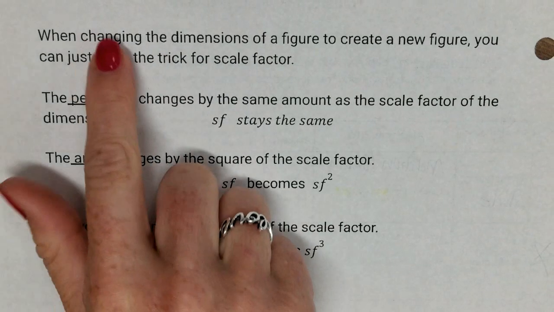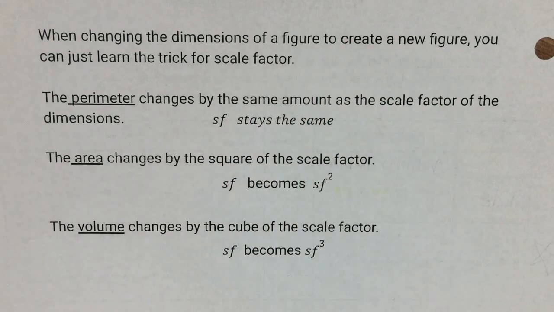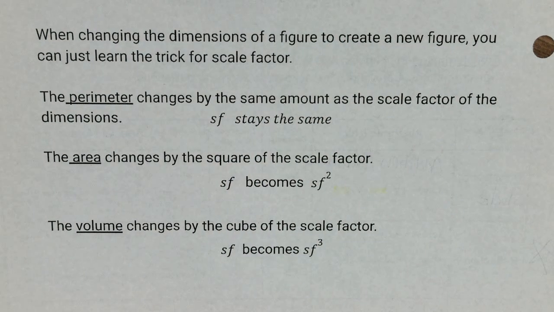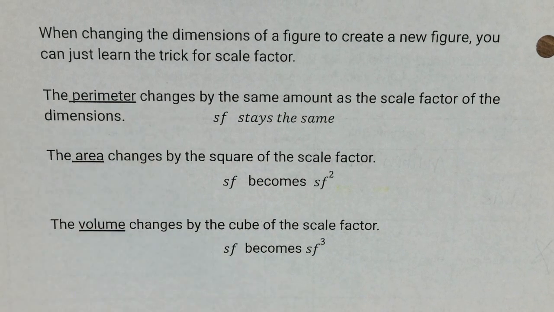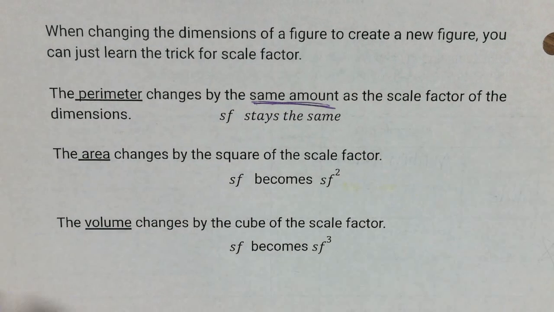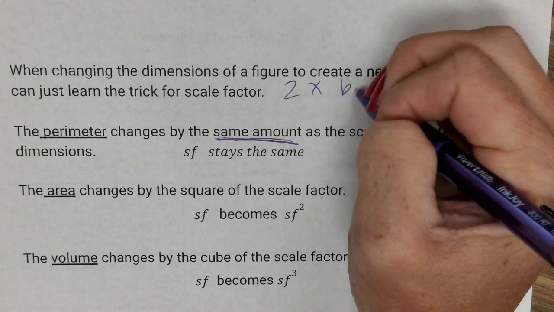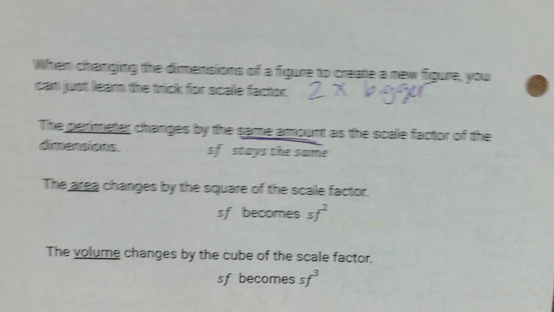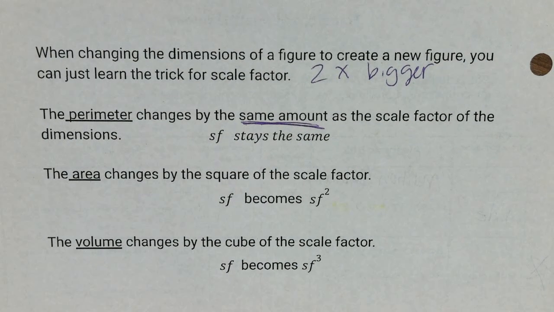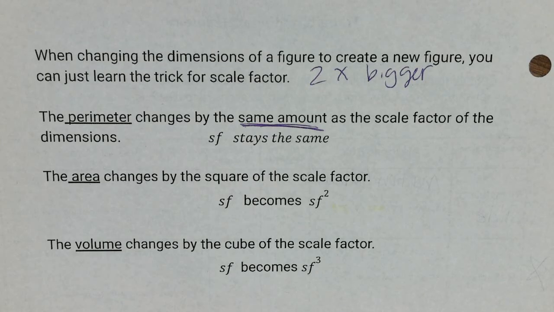It says, when changing the dimensions of a figure to create a new figure, you can learn a trick for scale factor. The perimeter changes by the same amount. So if they give you the scale factor and they say how much bigger is the perimeter, it's going to be the same answer. So let's use the example 2 times bigger. Let's make a shape 2 times bigger. Everybody write that down.